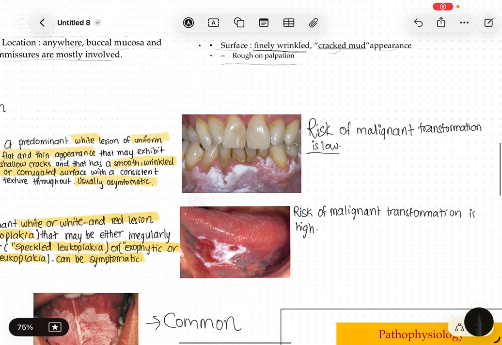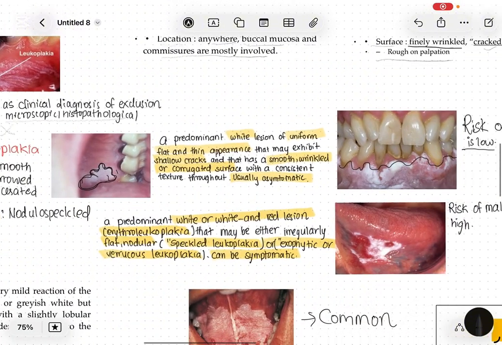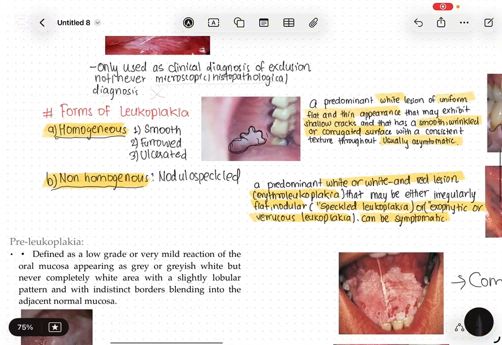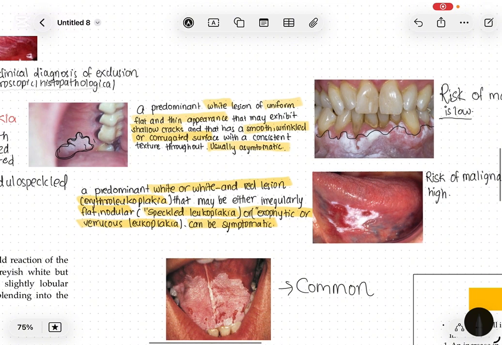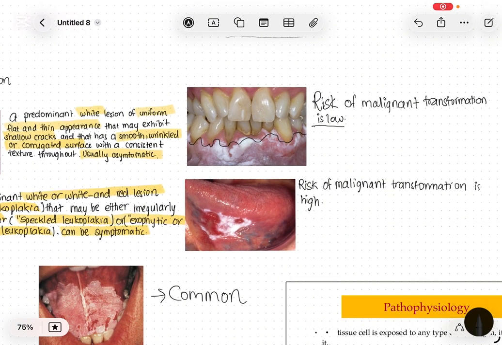Whereas non-homogeneous leukoplakia is nodular or speckled. It is a predominantly white or white and red lesion, erythroleukoplakia, that may be irregularly flat, nodular, which is speckled leukoplakia, or exophytic or verrucous. It can be symptomatic, and the risk of malignant transformation is also high.